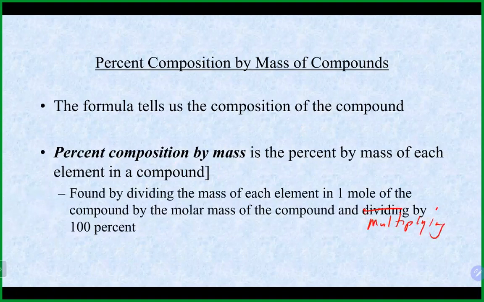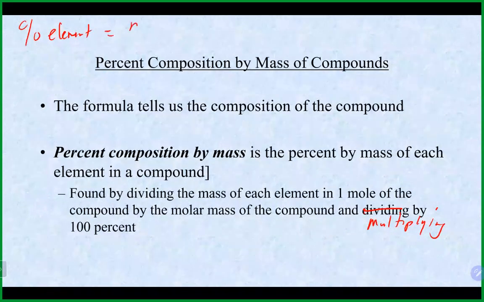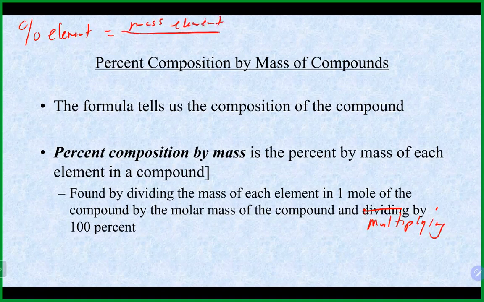So we could calculate the percent composition by mass. To figure out the percent of each element present, we take the mass of the element in that particular formula divided by the molar mass of the formula, times 100%. So we could calculate the percent composition of each element in a compound by using the molar mass and really taking the mass of each of the elements that are there.